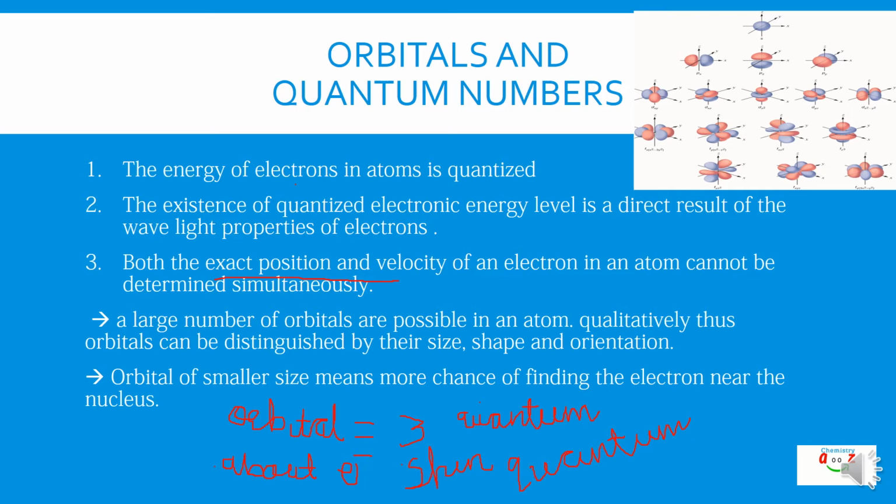If we want to know both at the same time, that is, where the electron is located and in which orbit, at what speed it rotates, we will not get an idea. That we have already studied in the uncertainty principle. So here we are with the quantum numbers which give an idea about the shape, size, and orientation.